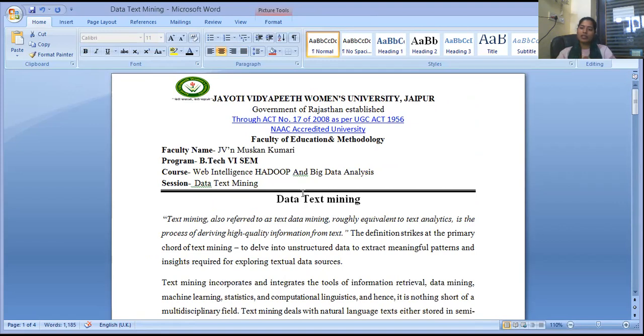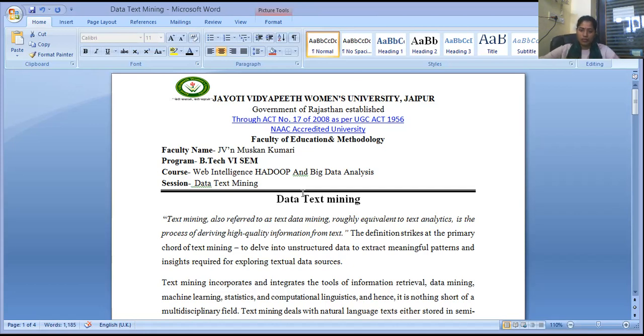And please read all these sessions from different standard books, and also follow different websites through which these topics will be matched, and you can get the relevant information from them also.